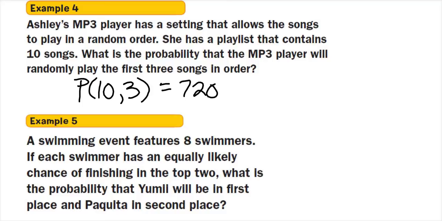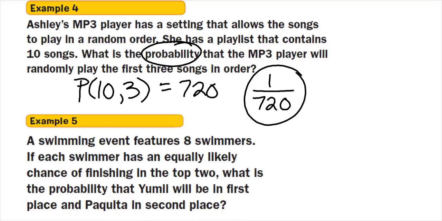All right, now the difference is they want to know what the probability of this is. Okay, so that means there's 720 ways to do it. And you guys know by now that when you find the outcomes, it's the same as the probability. So there's only a 1 out of 720 chance that she's actually going to get it to play the first 3 songs in order. All right?